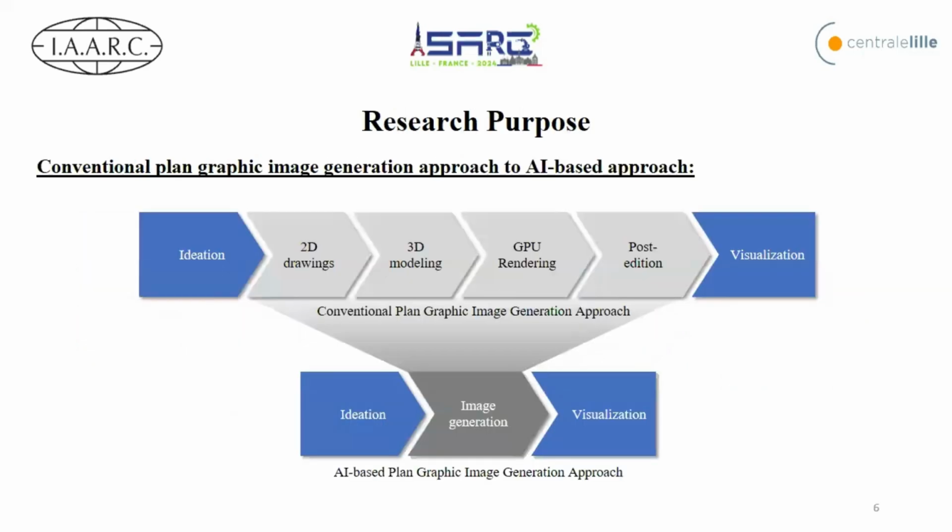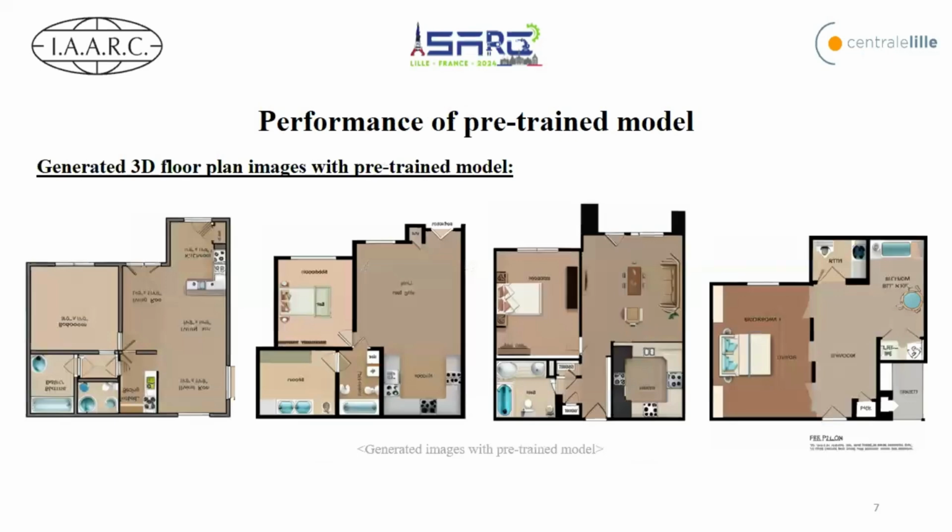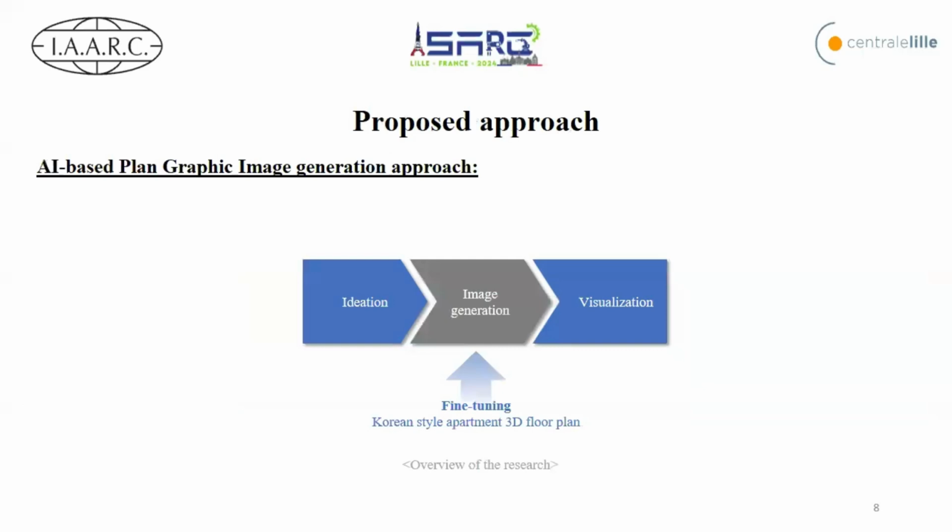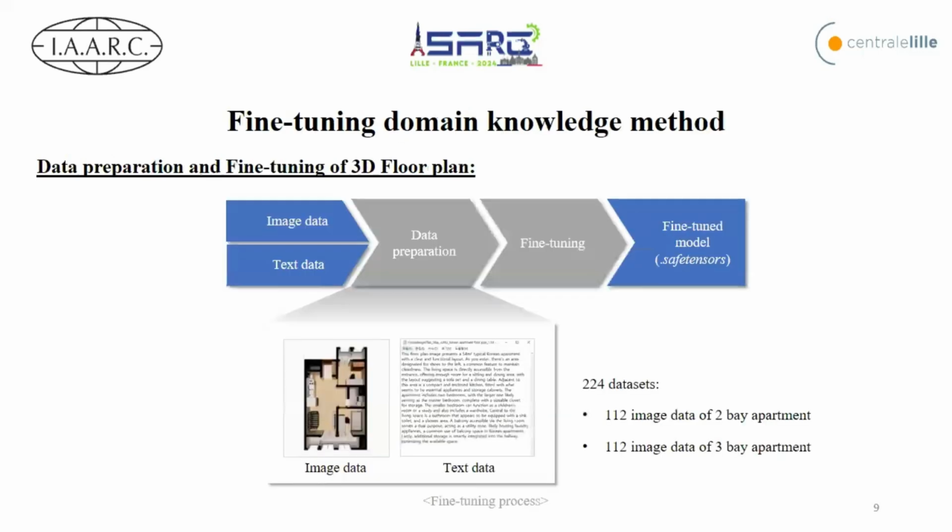To address this, our research proposed a method to reduce the numerous pre- and post-stages required to generate 3D plan images by incorporating image generation AI. However, we identified limitations in using existing models to generate 3D images based on text prompts. These are the image outputs that we generated using the same conditions and same prompts that we later used with the fine-tuned models. Therefore, we conducted fine-tuning on the image generation AI to enhance its domain applicability.